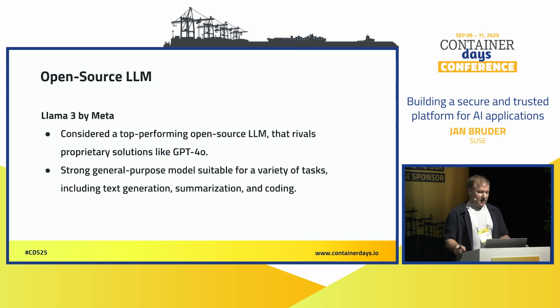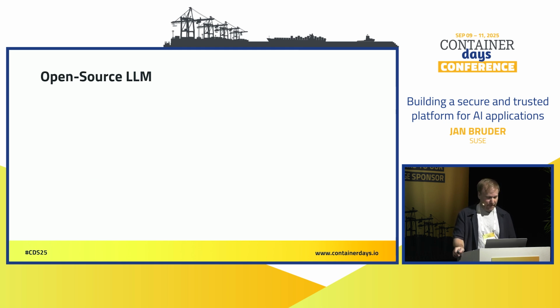So let's look at some of the available open source models. This is just like a very short list. There's many more to choose from. One of the most popular ones at the moment is Llama from Meta. This is considered one of the top performing open source models that's very close to the proprietary LLMs. It's a strong general purpose model that really is useful for a variety of tasks, including text generation, summarization, and also some coding tasks.